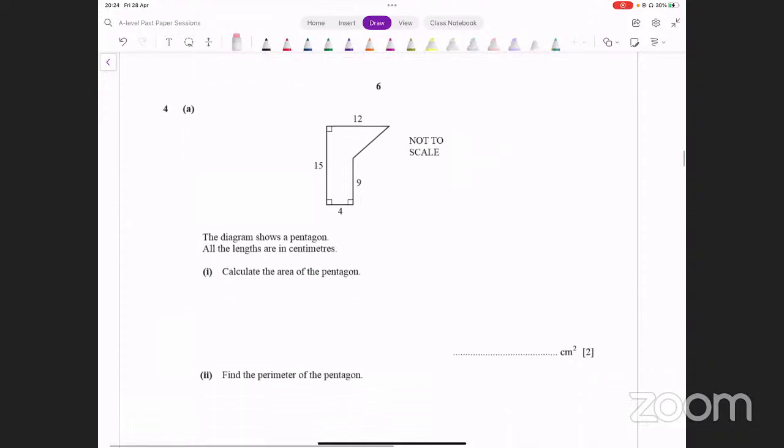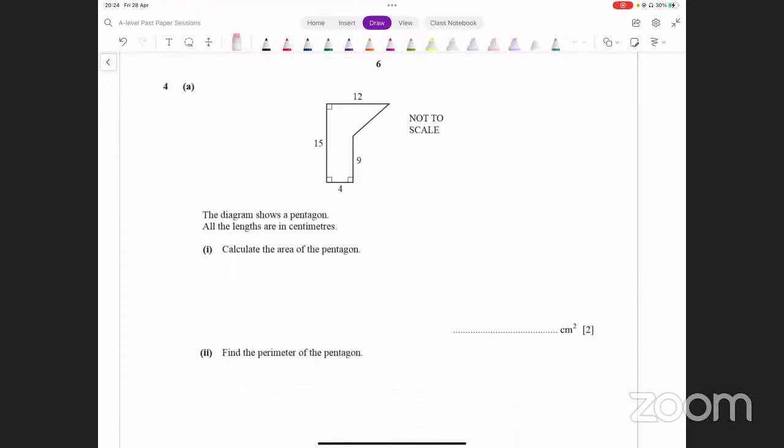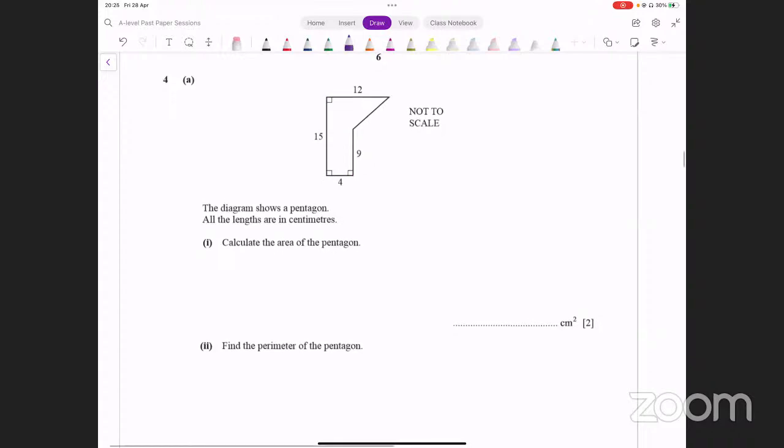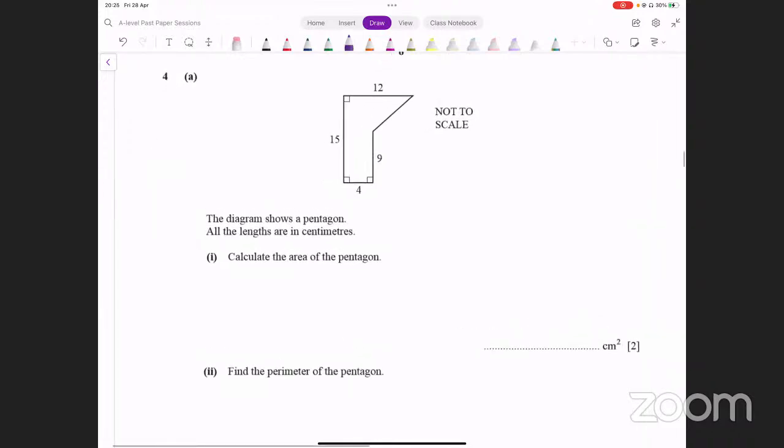Let's move on. Question number 4. The diagram shows a pentagon. Well, pentagon is a figure that has 5 sides. This is not a regular pentagon. It was a distorted side, but it has 5 sides and 5 vertices. 1, 2, 3, 4, 5. So this is a pentagon. Okay. All the lengths are in centimeters. Calculate the area of the pentagon.